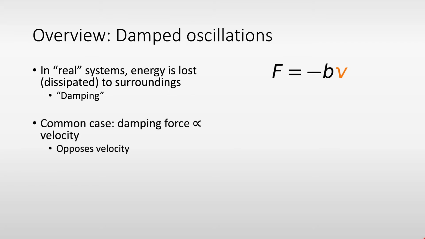In the most common case, the damping force is proportional to the velocity of the mass that's oscillating. So it opposes the velocity, and in a similar kind of structure that we had for the acceleration, the damping force is proportional to the velocity. So it's negative, so it always works against the velocity.